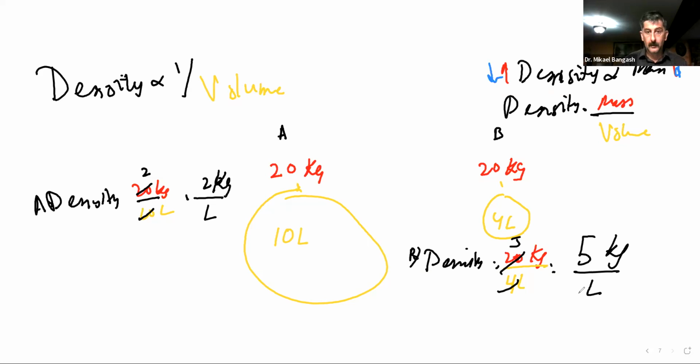So what do we have here? I think everybody can agree that 2 is a lesser number and 5 is a greater number. We got that lesser number for density mainly because we had a greater volume. And we got a greater density because we had a lesser volume.